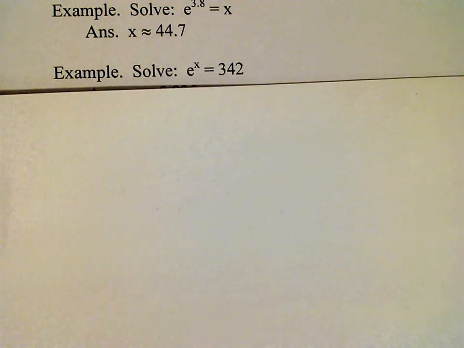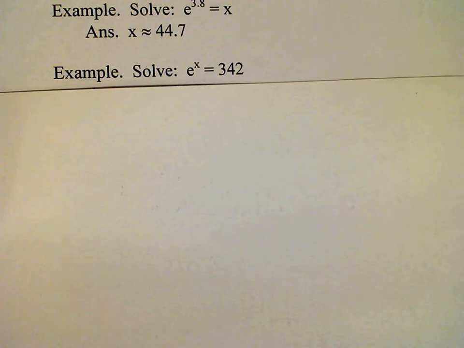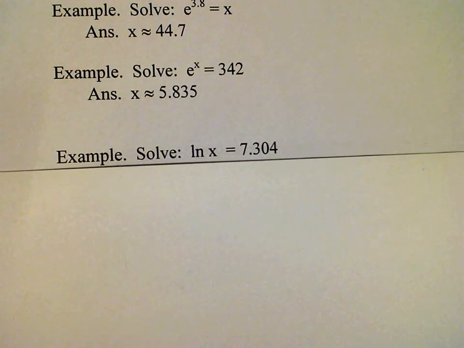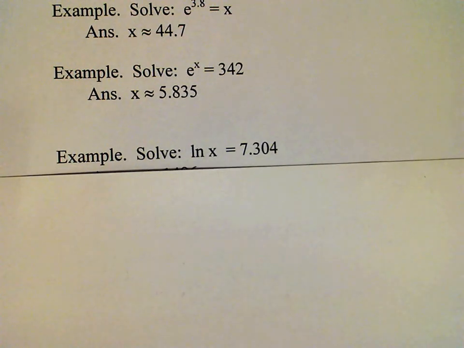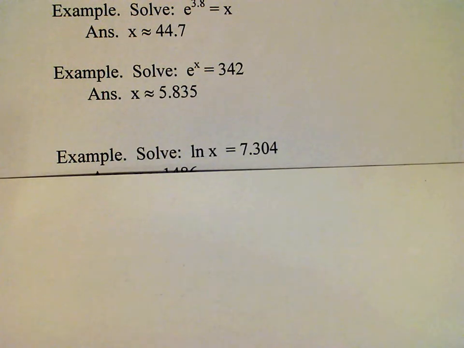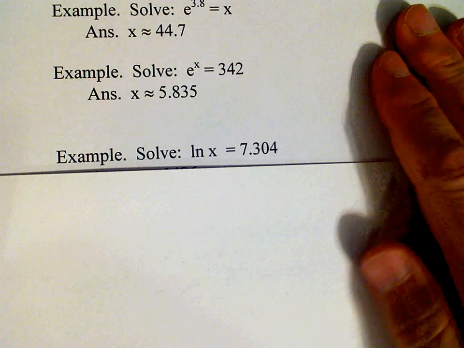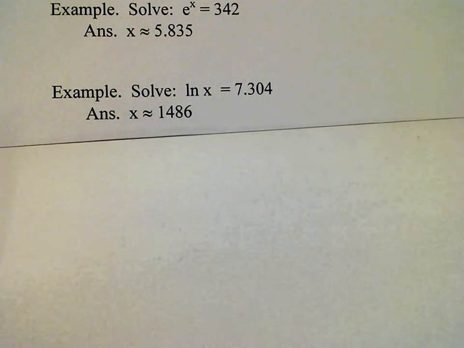Now we have e to the x equals 342. This is easily solved simply by taking natural logarithms of each side. On the other hand, if we're given the natural log of an expression involving a variable, then we're going to want to raise e to the power given by the logarithm. So we raise e to the 7.304 power, and we get our answer, approximately 1,486.